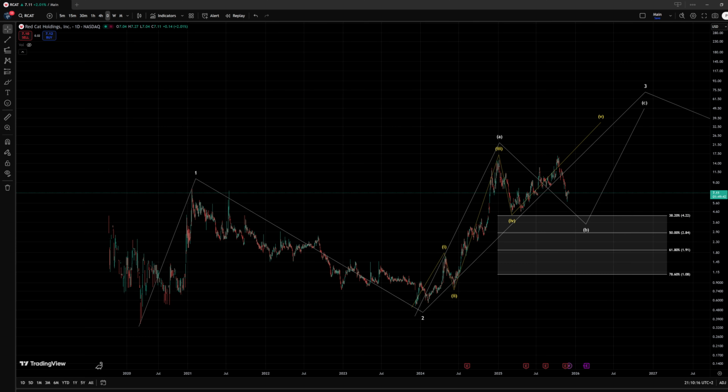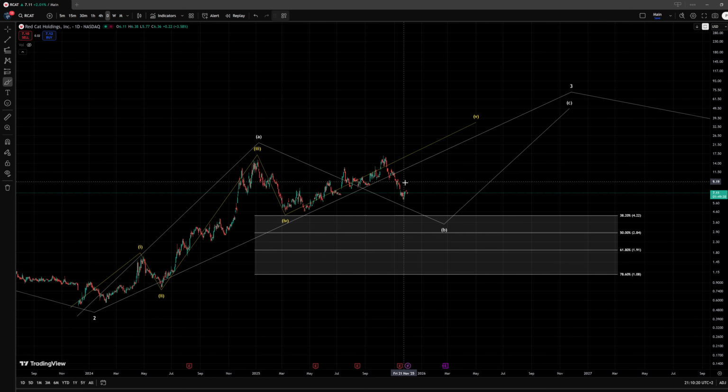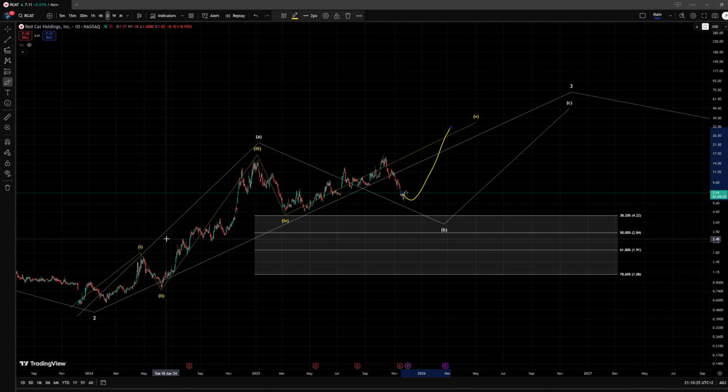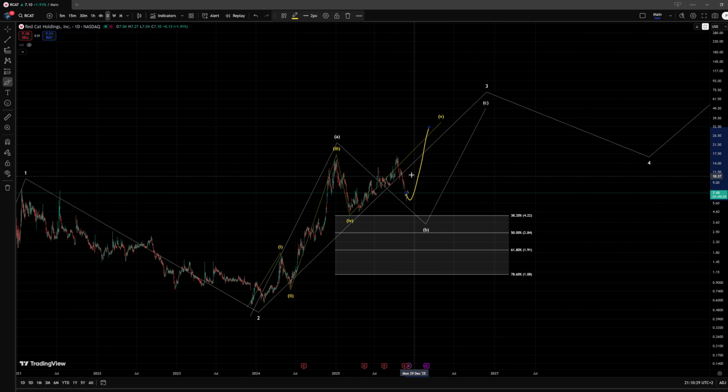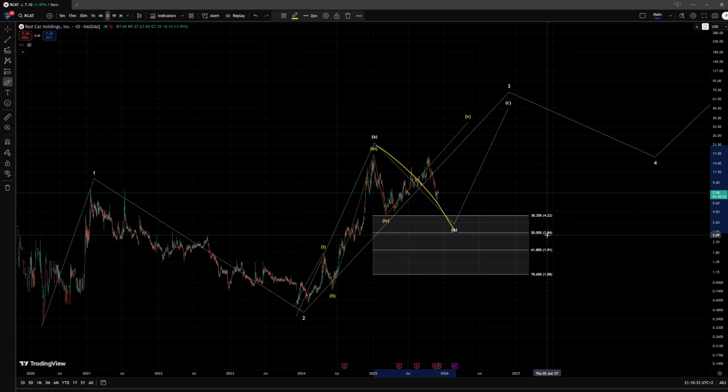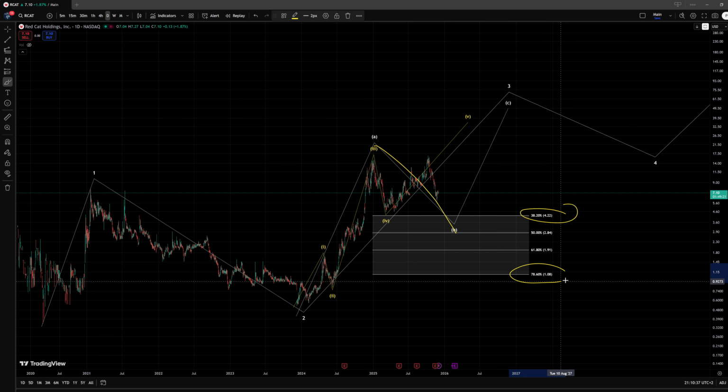In this video we're looking at RCAT. It is time for another update, and today we'll be discussing the relevant area of support that can still allow us to extend higher here into this continuation to the upside in the fifth wave in yellow, as well as the interpretation that could actually send us more directly to the downside in this wave B in white into the area of support between the $4.2 all the way down to the $1 level.